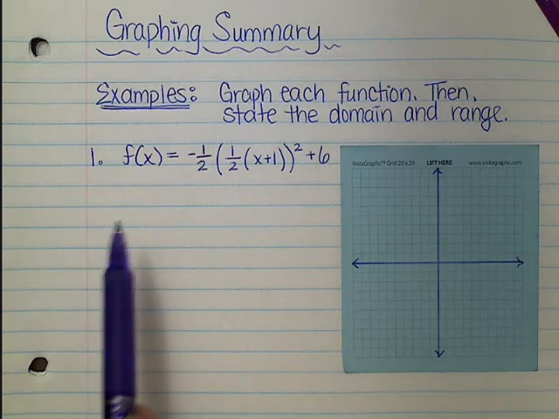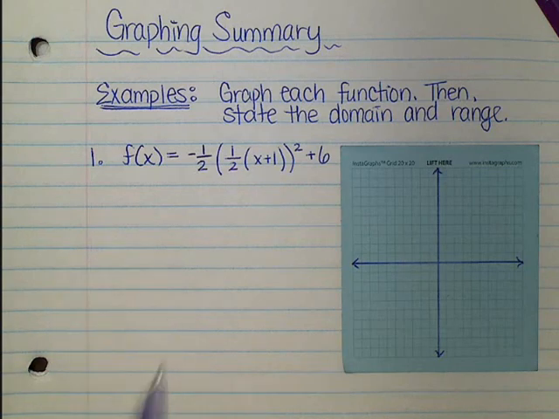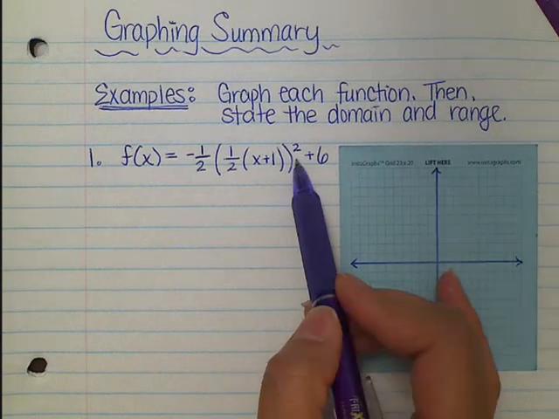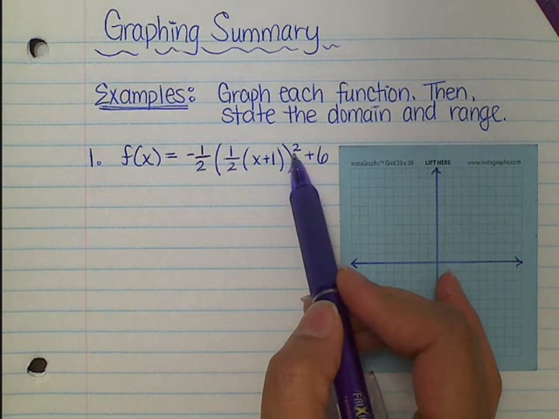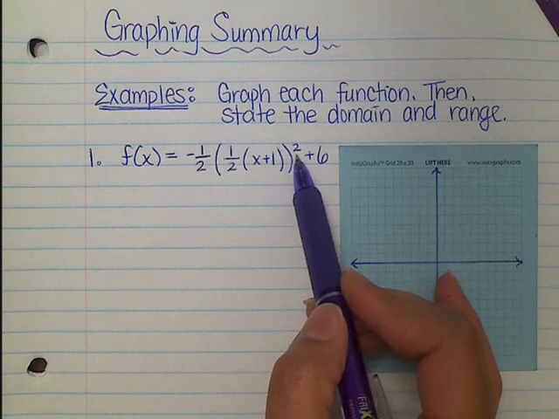The first example is f of x equals negative a half times (1/2 times x plus 1) all to the exponent 2 plus 6. So you can see that this is a quadratic function, and hopefully you recognize that by the fact that there's an exponent of 2 on the function.